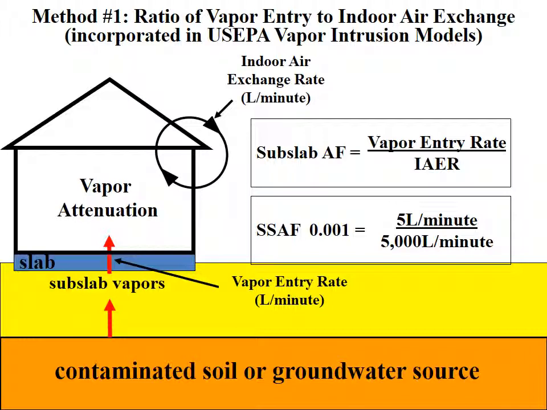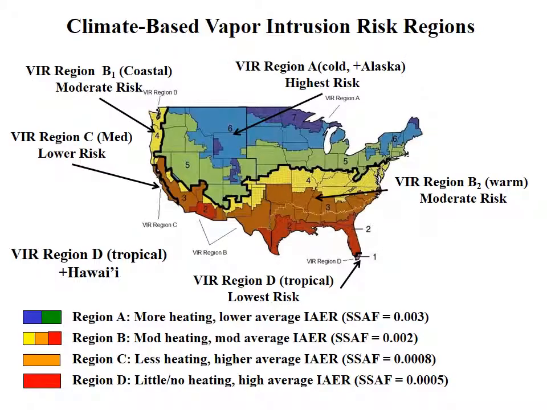Now these attenuation factors, vapor entry rates, and indoor air exchange rates are going to vary widely between different regions of the U.S. based on climate. In areas of the U.S. where heating is used more often, you're going to have a higher vapor entry rate and a lower indoor air exchange rate averaged over the year. Now we use this approach to split the U.S. into 4 different vapor intrusion risk regions.